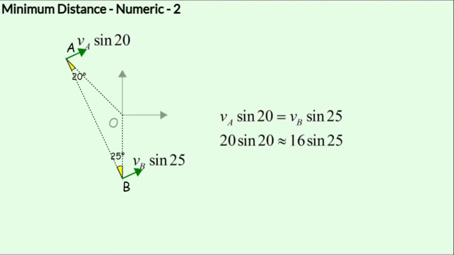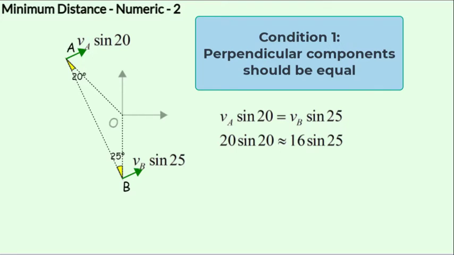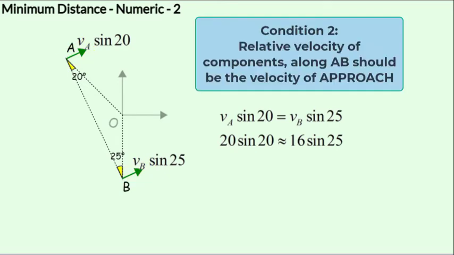In one of the earlier lessons, we had developed two conditions to be satisfied to predict a collision. The first was that the components of the velocities perpendicular to the line AB should be equal. The second was that the components of the velocities along the line AB should lead to the velocity of approach and not of separation.